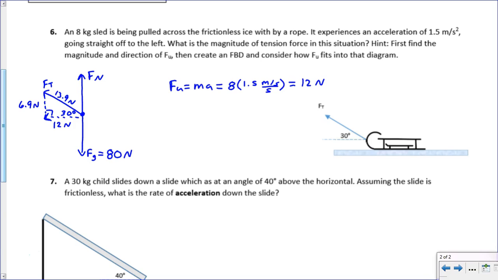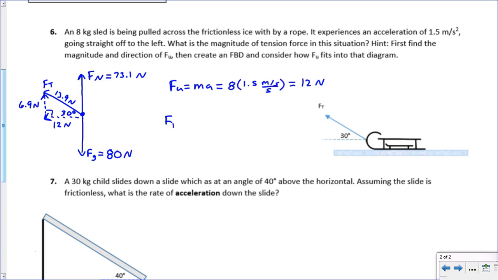It doesn't ask you this, I don't think, but you can figure out the normal force in this case as well. You wouldn't have to do it, but it needs to be balanced up and down. Downward, there's an 80 newton force. Upward, we already have 6.9 newtons. So if you have, going upward, 73.1 newtons, then you end up with 80 newtons going up. So we know that 73.1 newtons is the normal force.